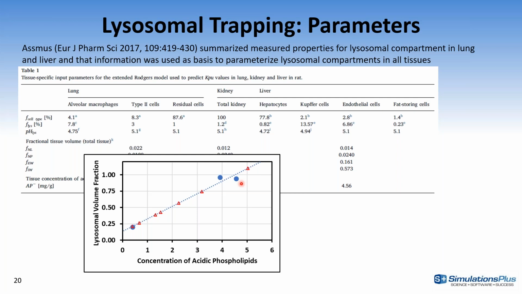We don't have to make a decision in which tissues we'll account for it, in which tissues we won't. This high point here actually represents the kidney tissue, and you can see that this model, the extrapolation based on acidic phospholipids, actually gave us a value that is close to the value that they estimated for the kidney tissue. So it seems to be working reasonably well.